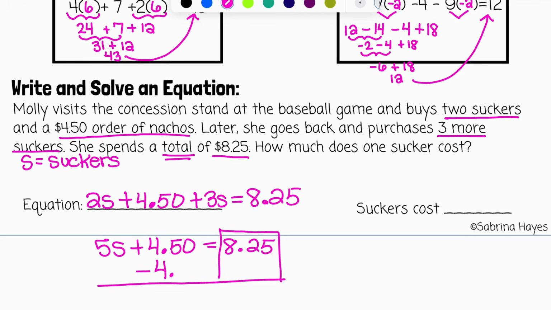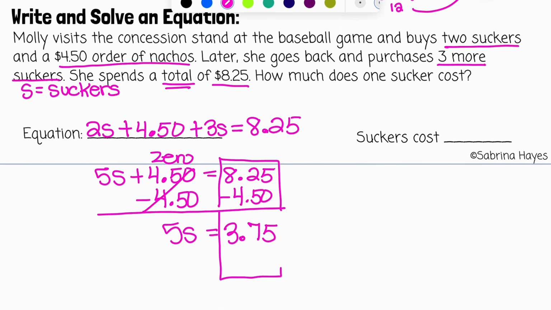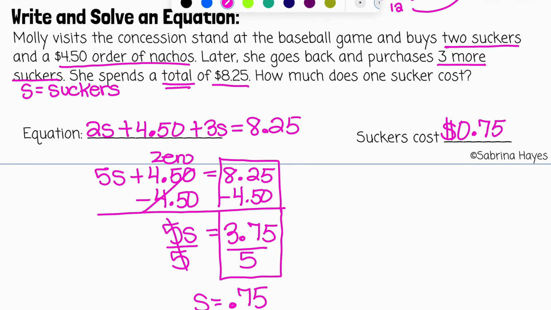Okay, so to solve this, I'm going to box the $8.25, and I'm going to subtract $4.50. Okay, gives me a 0 pair here. So I have 5S equals, when you subtract $8.25 and $4.50, you get $3.75. Okay, and then we would need to divide by 5. So that gives us 75 cents per sucker. So 1 sucker cost 75 cents. And that concludes our lesson.